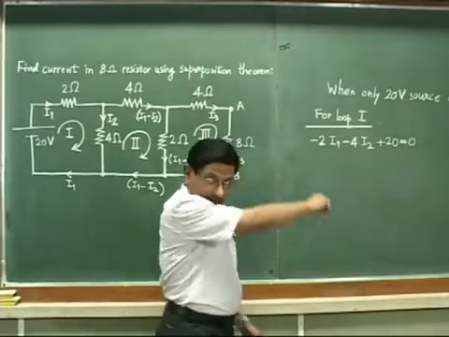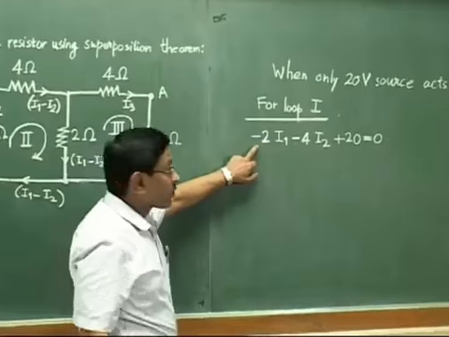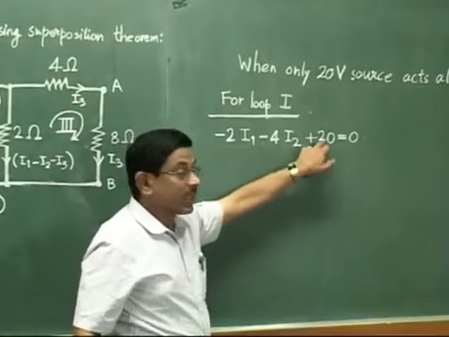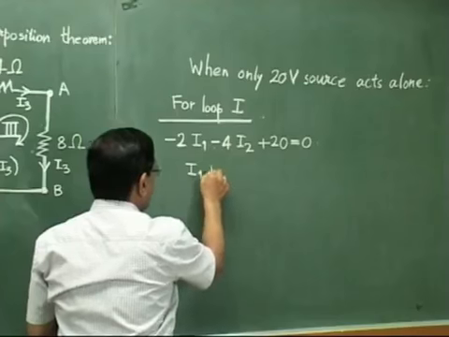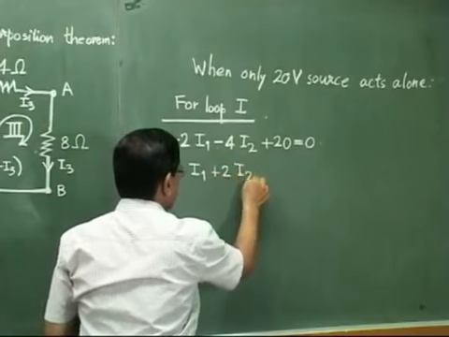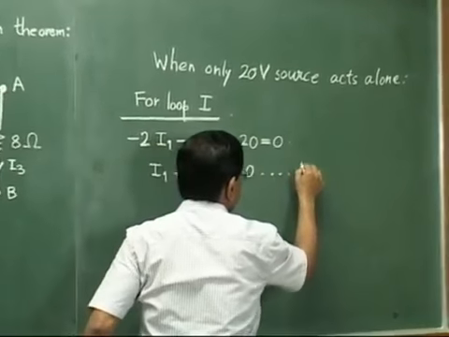Let us make it somewhat simpler. If we divide by minus 2 and take this 20 to the other side, we can write the equation as I1 plus 2I2 is equal to 10. This will be your equation 1.